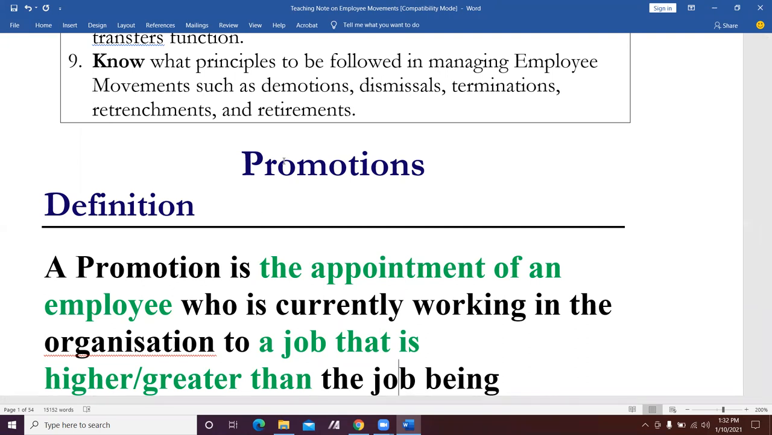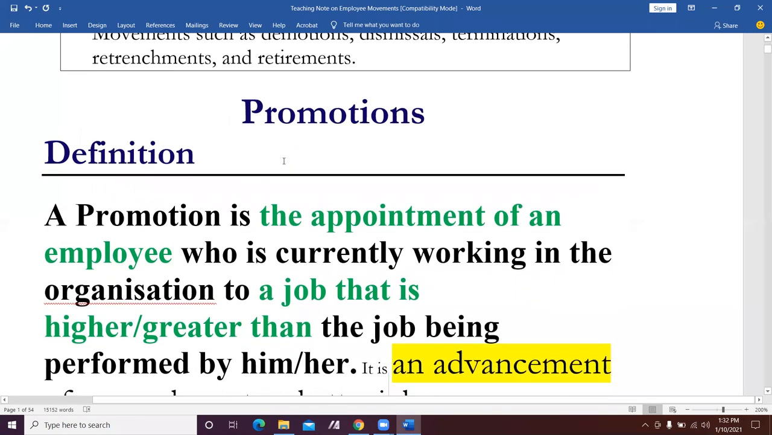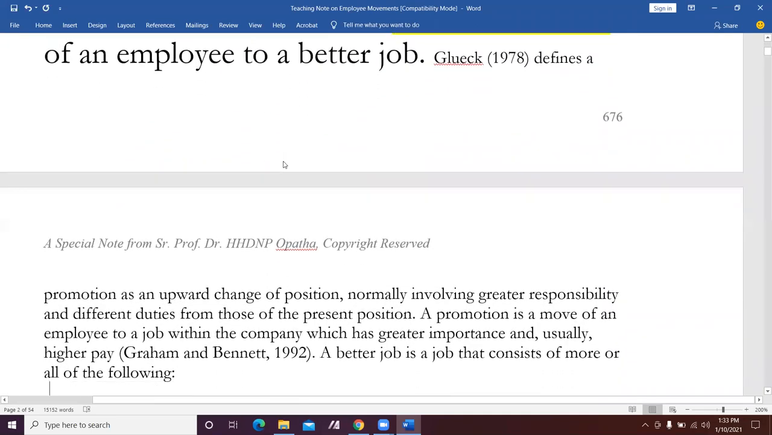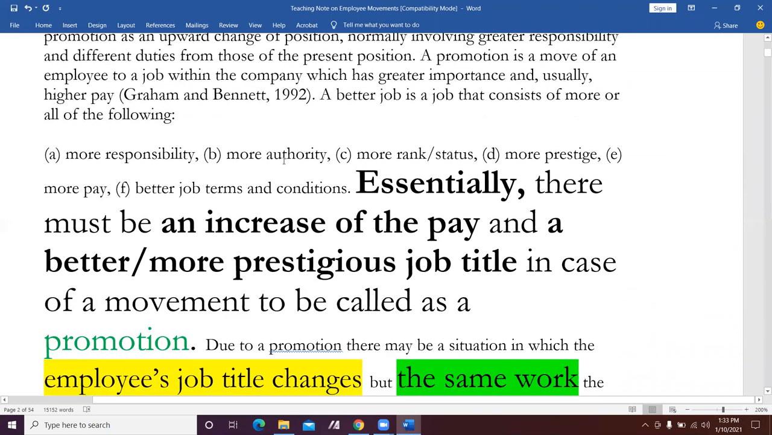So what is a promotion? Generally, what is a promotion? So that is an advancement. That is an advancement of an employee to a job which can be perceived as a better one in terms of rank. So therefore, a promotion is the appointment of an employee who is currently working in the organization to a job that is higher, greater than the job being performed by him. So these are some definitions. So you can go through, but this one is very important for you to notice.